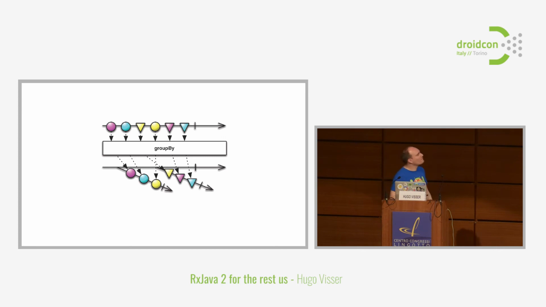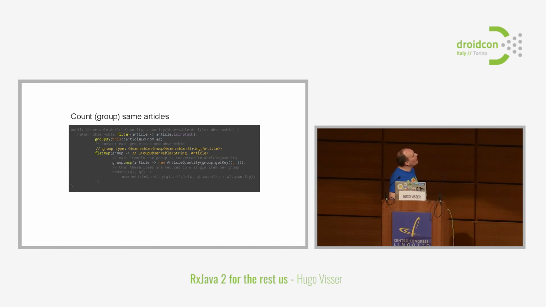But once we have that, we now have this observable, which is of type group observable with a string, which is the key of the group, and an article. Now we want to process each of these groups individually. And we can use the flat map operator that we've seen, because flat map, again, converts an existing observable to a new observable. So we take each group, and we're basically unpacking this observable into a new group observable.